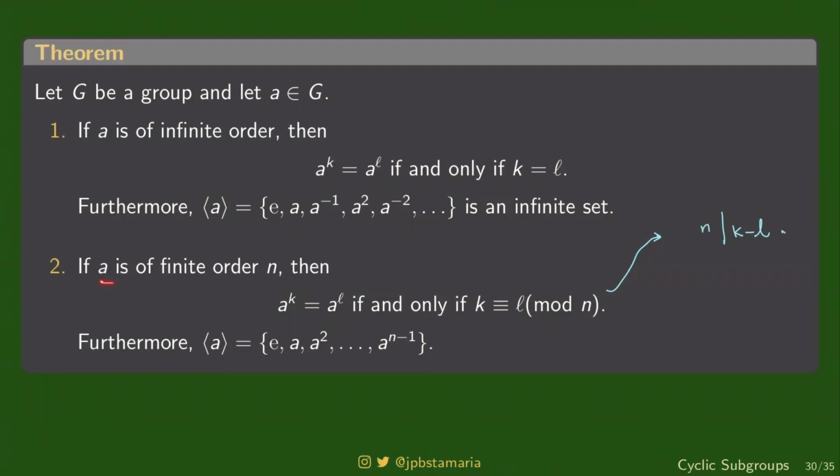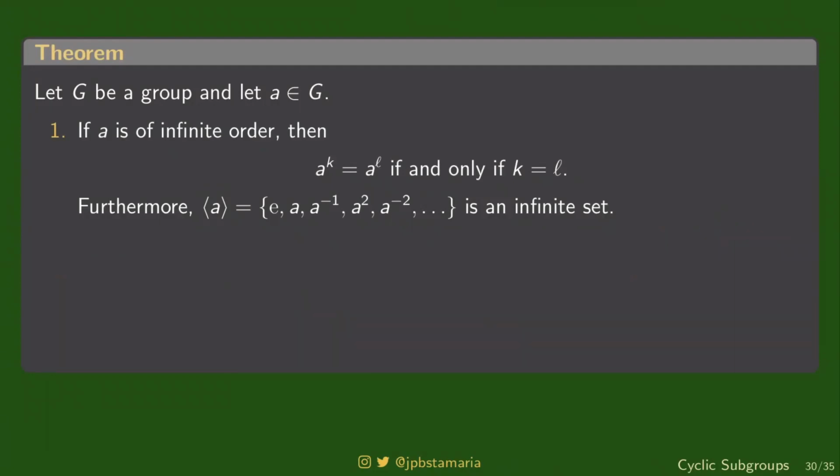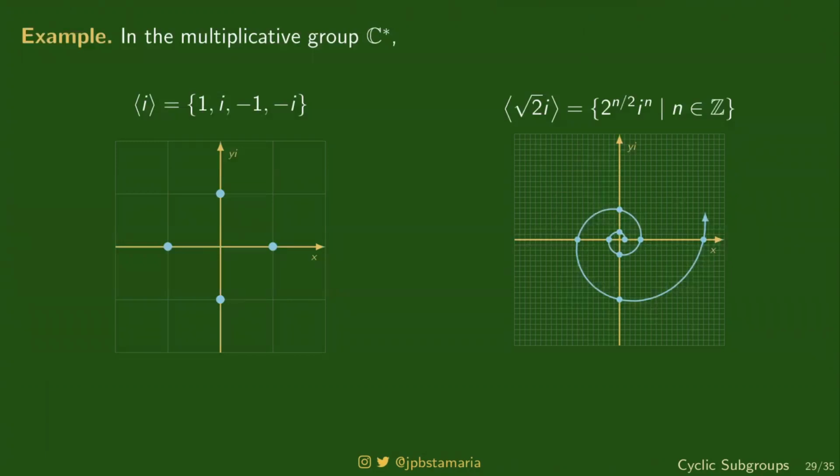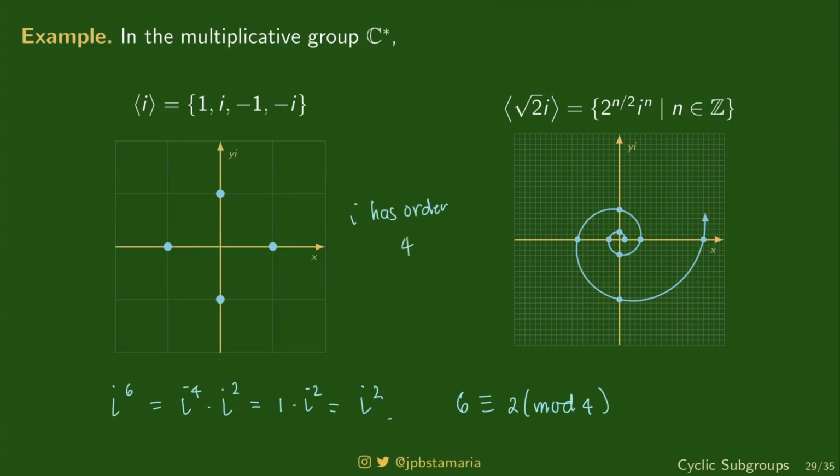If the base is of finite order, halimbawa, tignan yung i. Alam ninyo, i to the 6 is i to the 4 times i squared, di ba? Ang i to the 4 kasi ay 1, kaya ang i to the 6 parehas lang sa i squared. Nakita ninyo, parehas kahit magkaiba yung exponents, kasi yung 6 ay congruent sa 2 modulo 4. Kasi this time i has order 4. Meron lang 4 na points dyan sa picture.